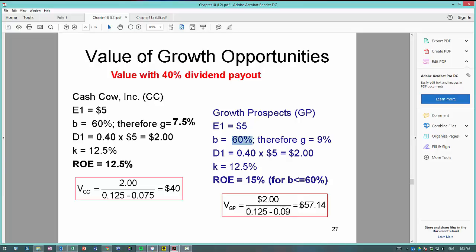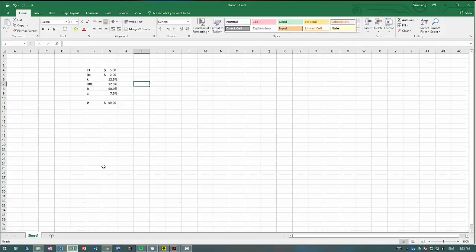Then the valuation is higher. So here, if we were to reinvest 60%, and the ROE really is 15%, then the price of this stock relative to the price of a stock where the ROE was only 12.5% would be $17 higher. Okay, $17 higher.